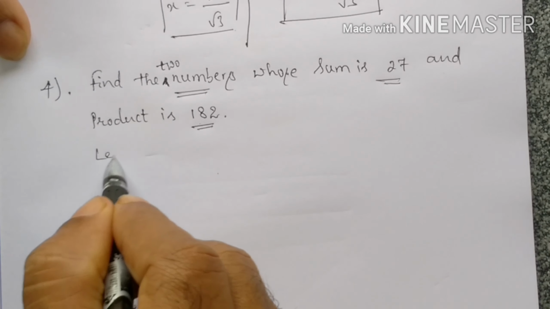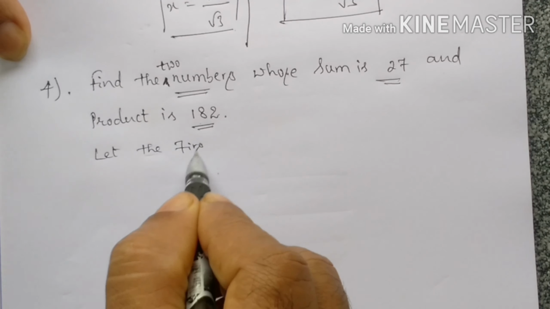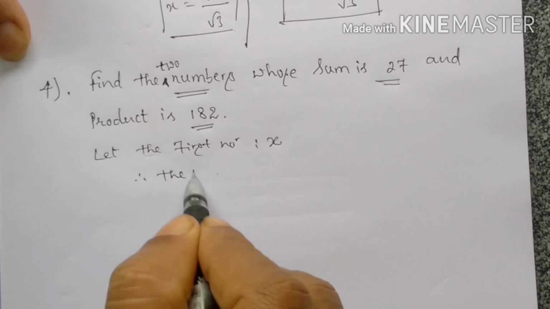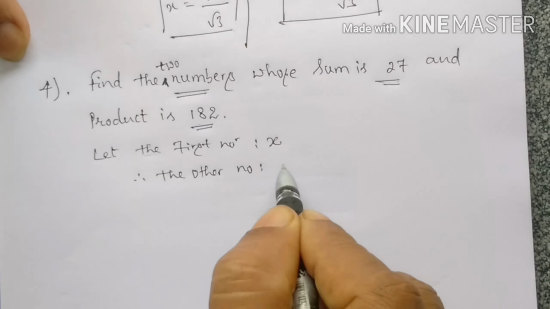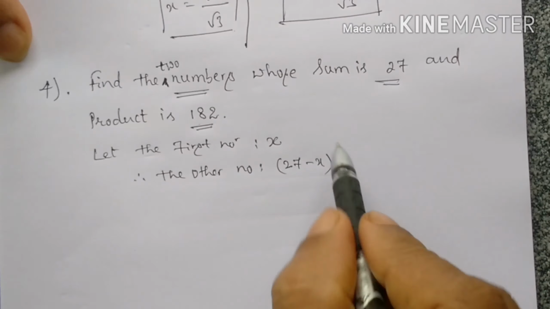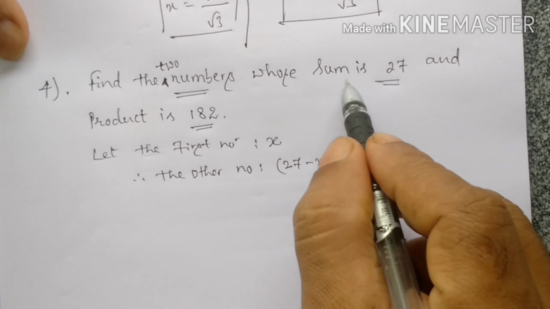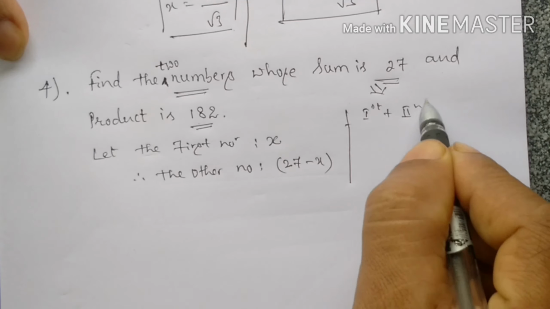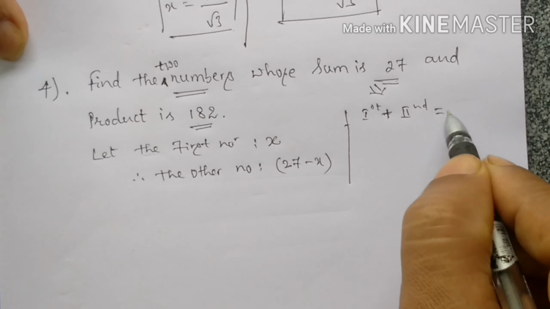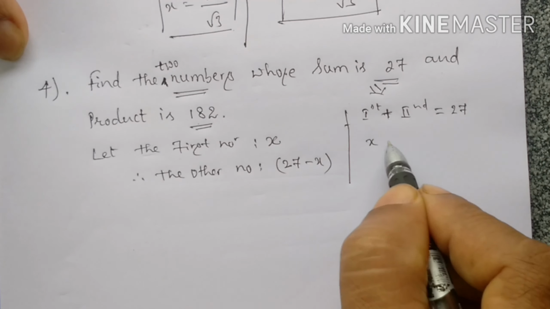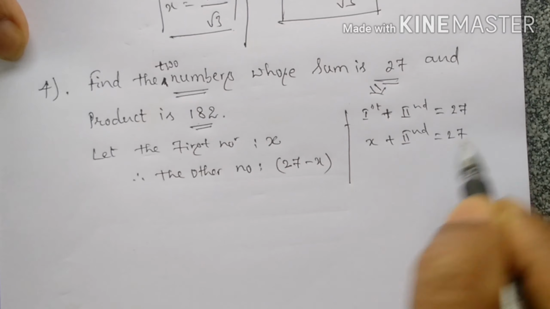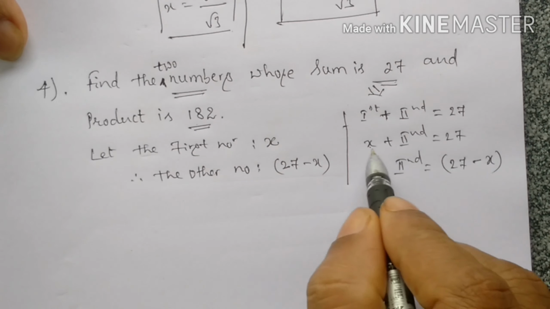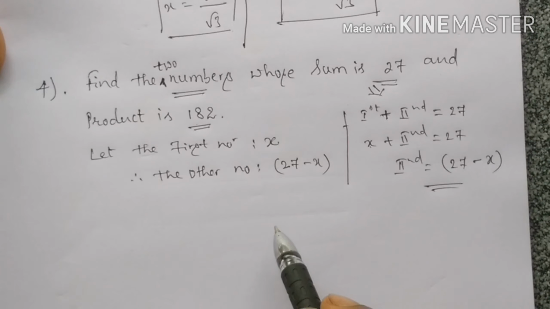I am going to take, let one number be x. Therefore the other number becomes 27 minus x. How? I am going to explain here. You see, the sum is 27. So first number plus second number, the sum is 27. So first number I have taken as x, so the second number remains here only. So therefore the second number becomes 27 minus x, just by shifting this x.